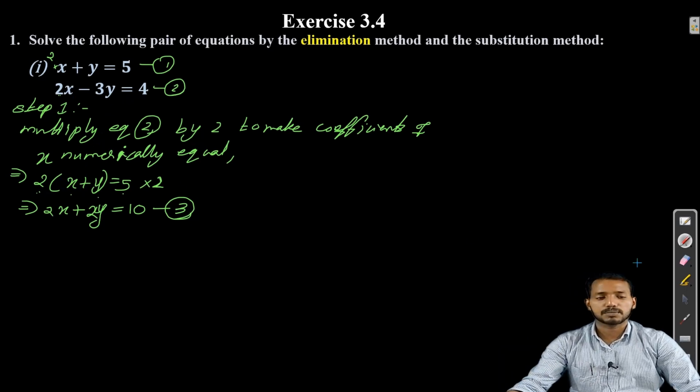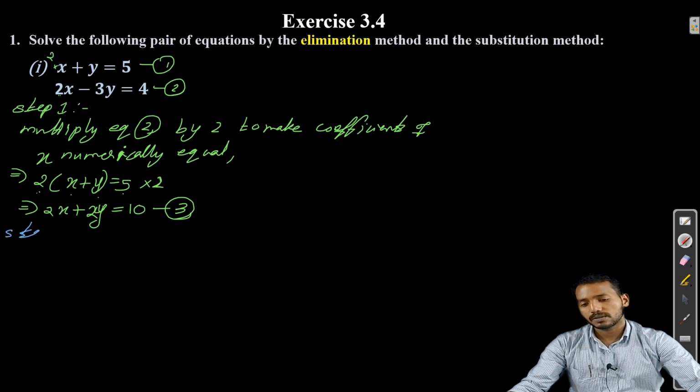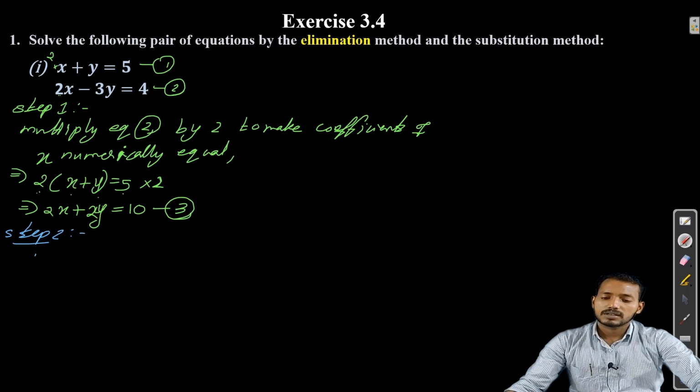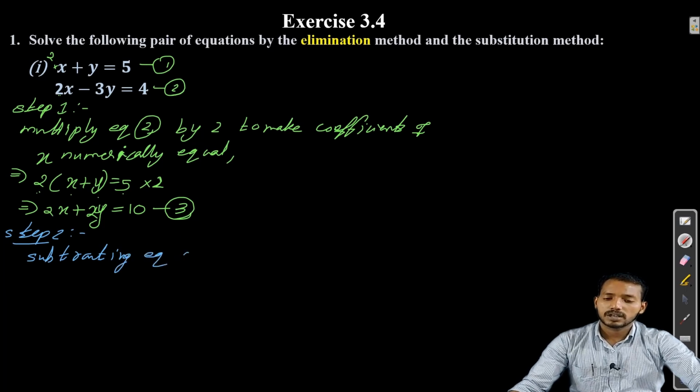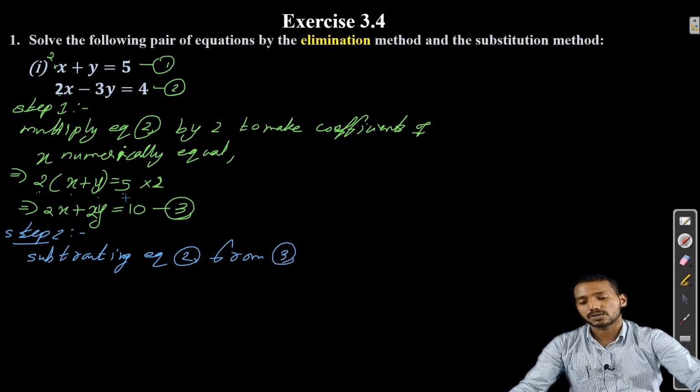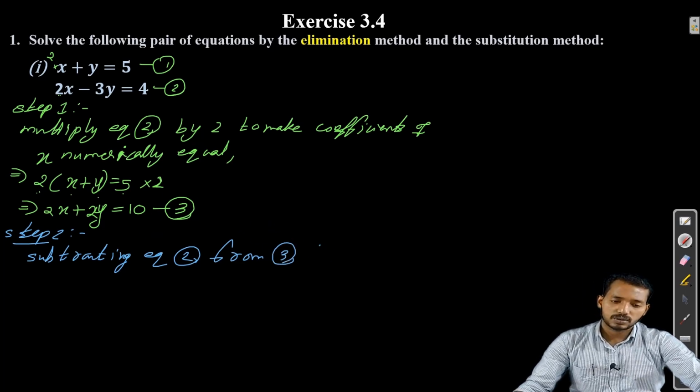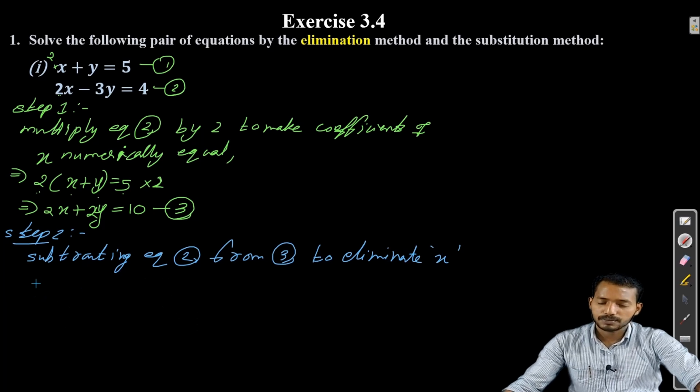Now proceed with step 2. What is step 2? In step 2, what we need to do? Subtracting equation 2 from 3. You can also subtract 3 from 2 to eliminate x. To eliminate x. So here that implies, write the equation number 3 first.